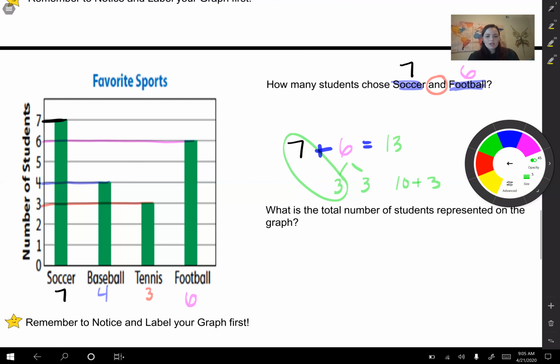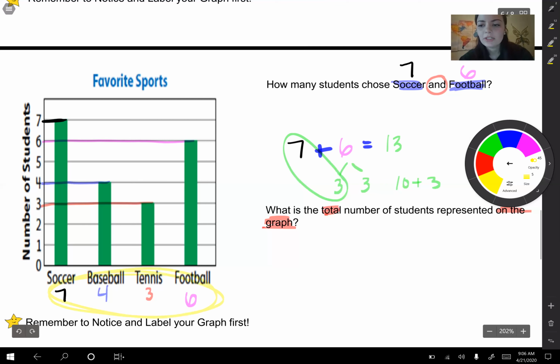Great job. What is the total number of students represented on the graph? Total. On the whole graph. Okay, think about what I should do for a second. Okay, if you said add all of them together, great job. We are going to take all of them and add them together.